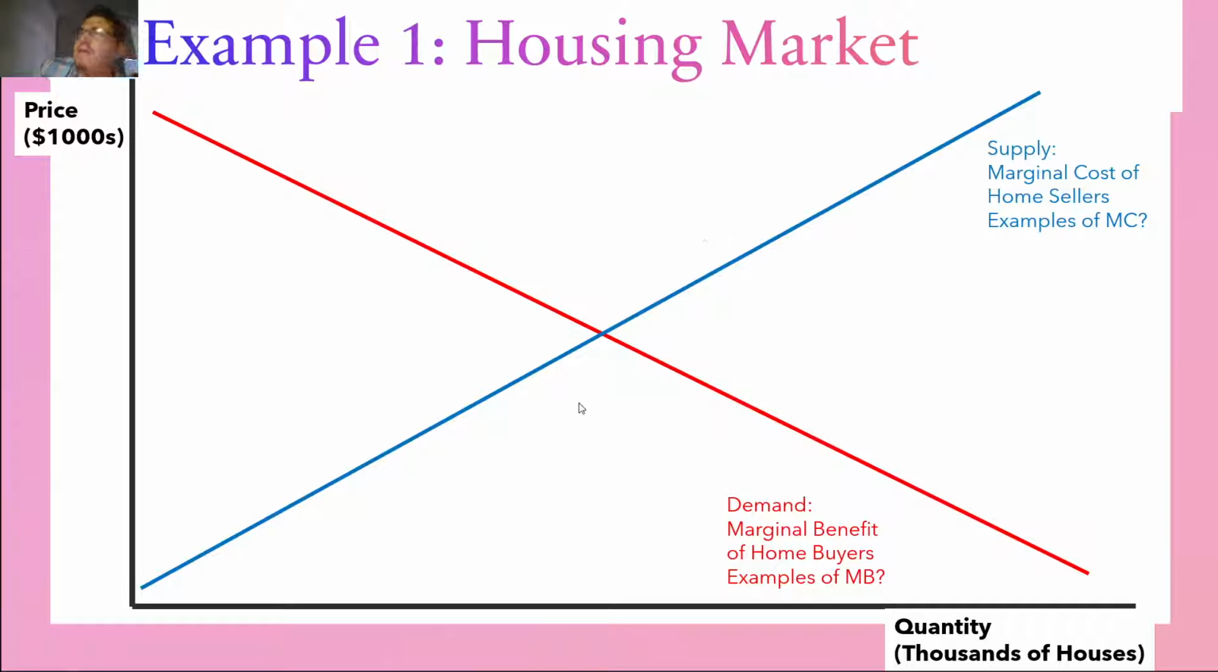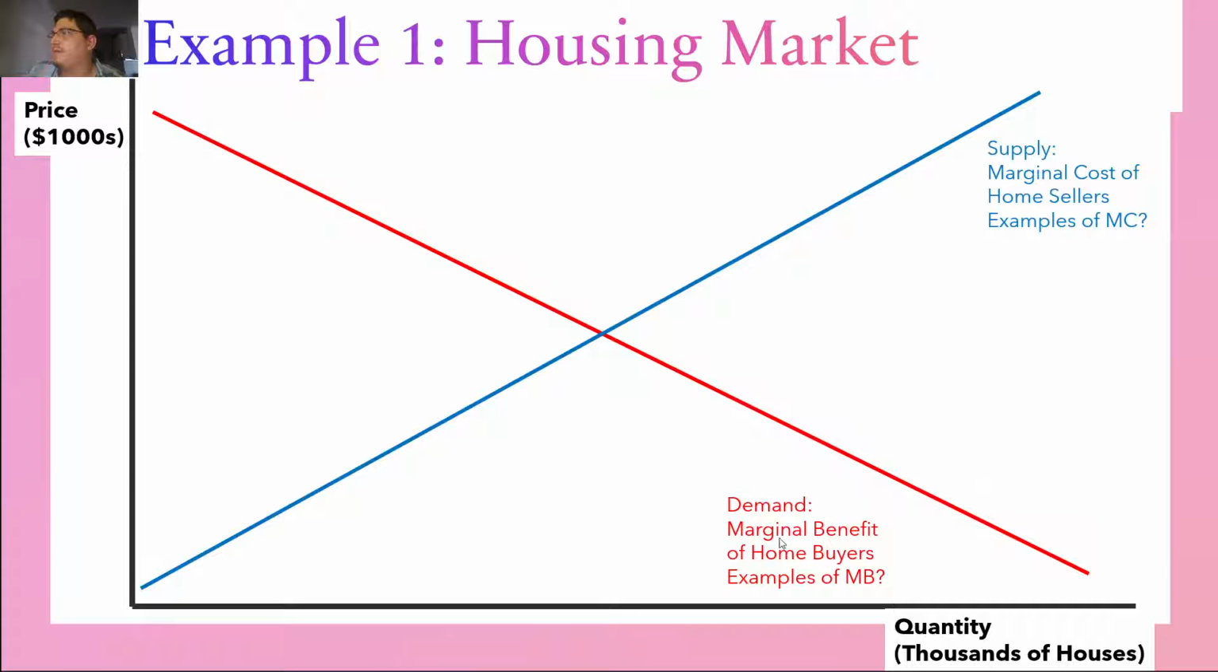The units really don't matter here. We're not going to do math. We're just going to use it as an example. And on the right, we have quantity, thousands of houses sold in the market. So the blue line here, that's going to be our supply. This curve represents the marginal cost of home sellers, so the cost to selling one additional home for a seller of a home.